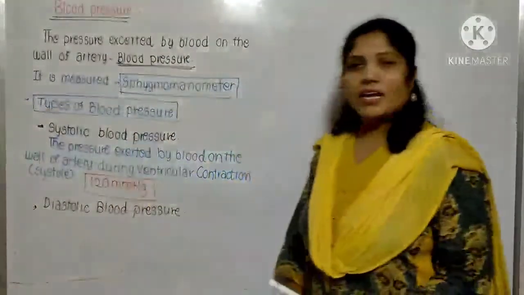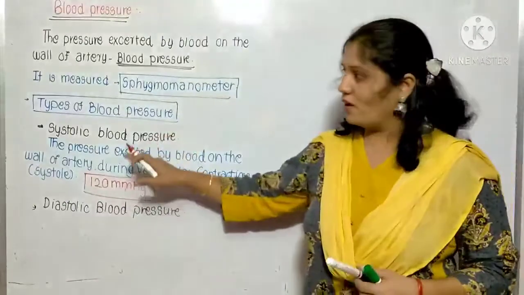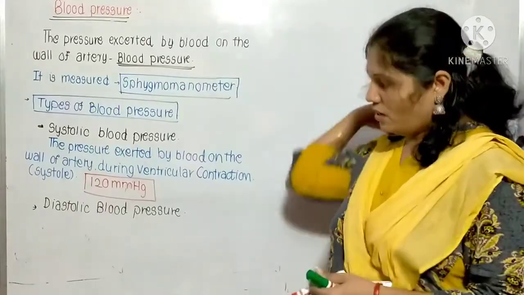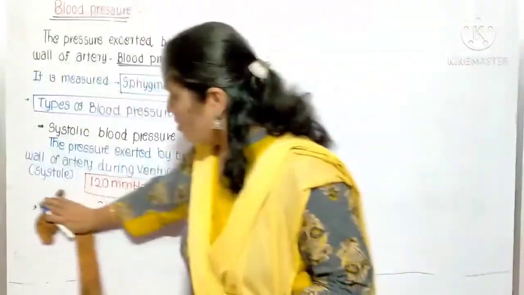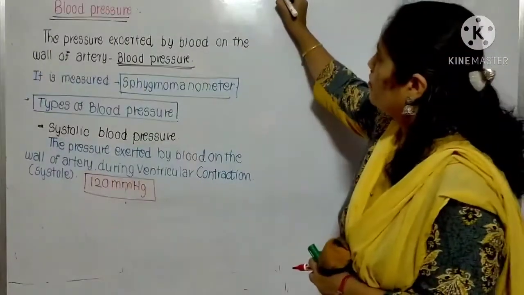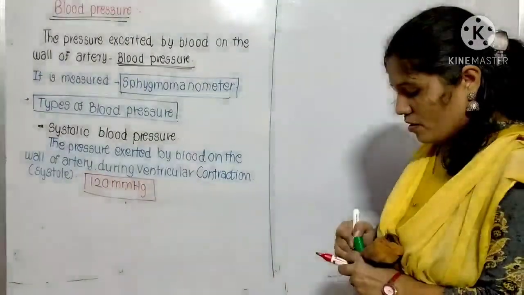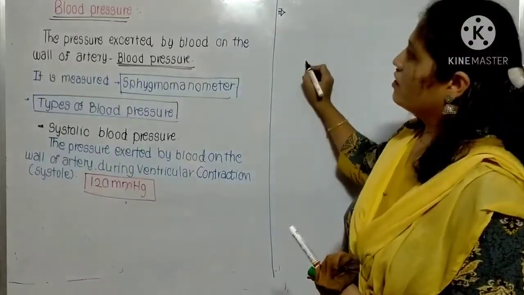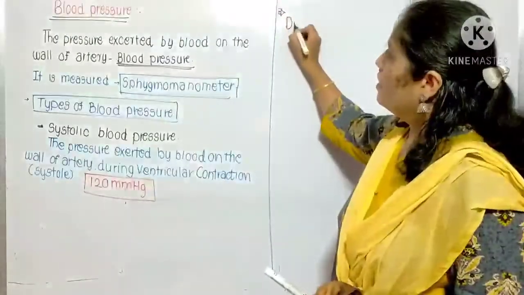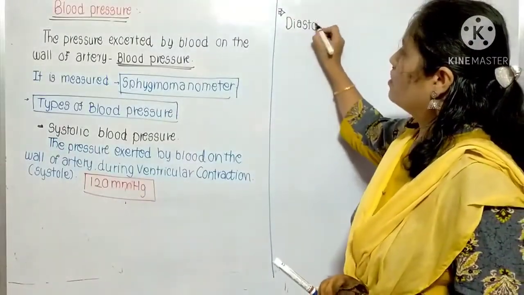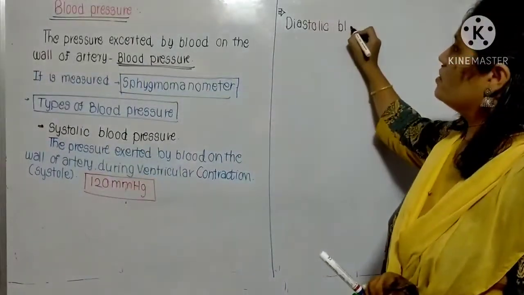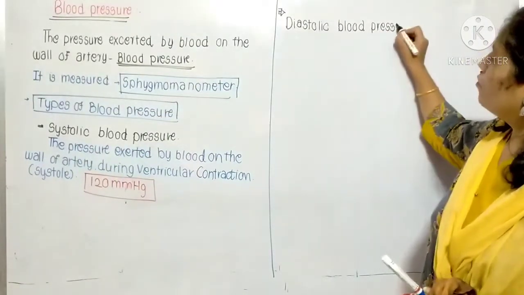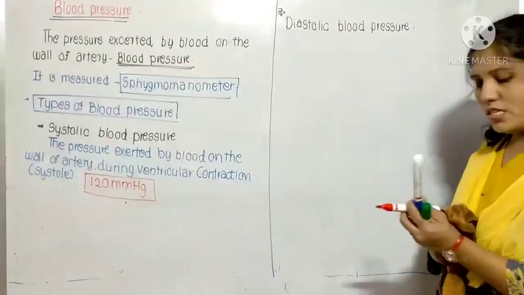Now let's see about the diastolic blood pressure. The same thing is there. Hope you all got this idea, systolic blood pressure and diastolic blood pressure. The second type is known as the diastolic blood pressure. While teaching you can write down these notes. Now the same definition is here.